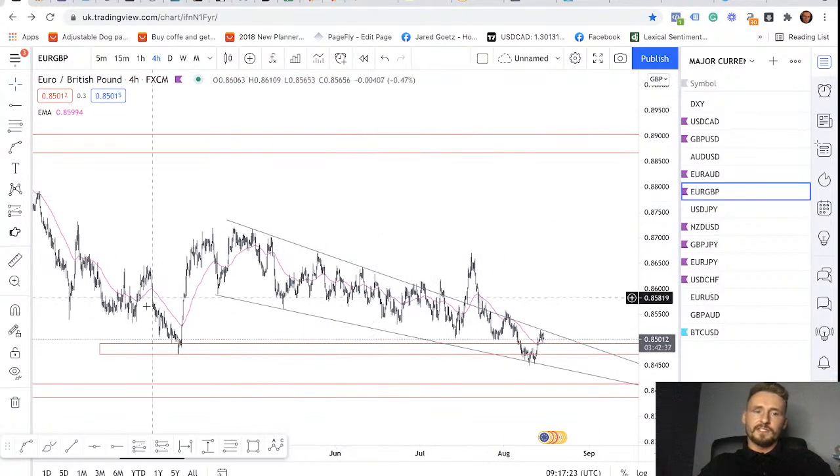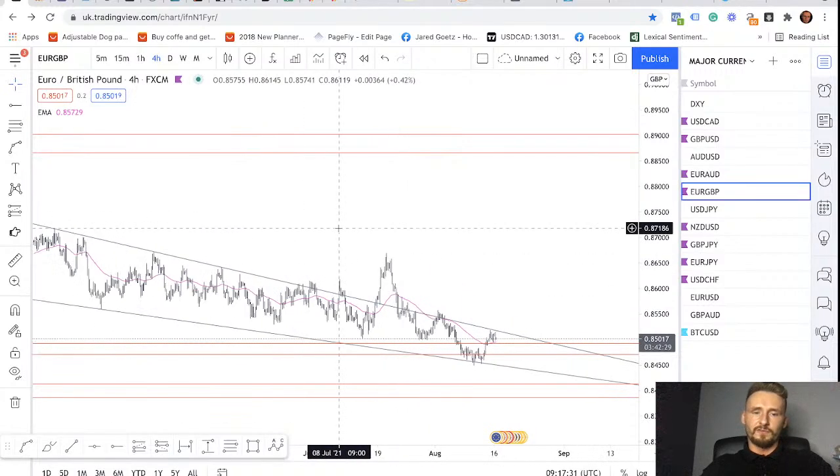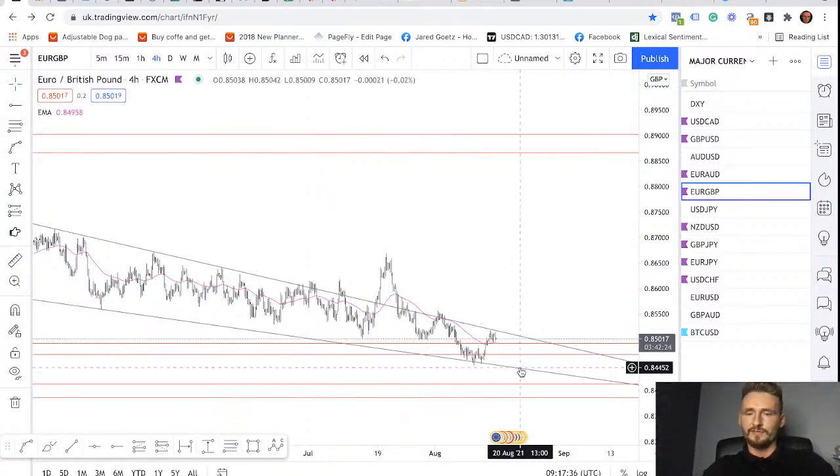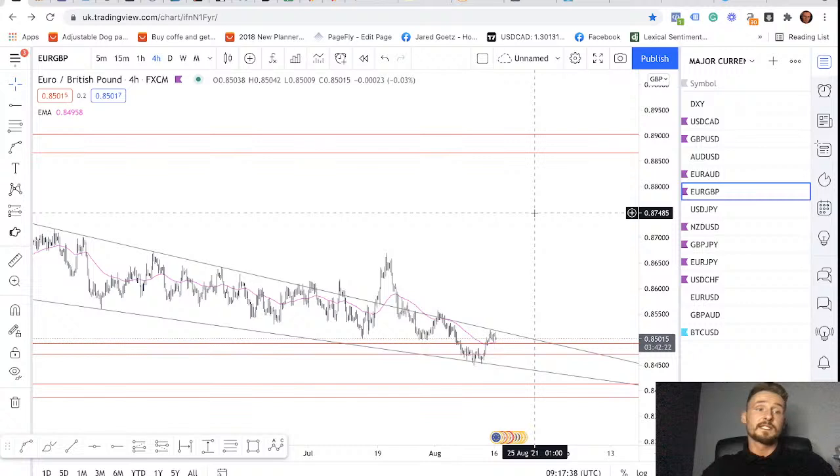Because you can see here, we've pushed up, we've not really moved away, and ever so slowly we have just really not done much. We have moved down in a bearish fashion, but we've not really done much. So I do think it's about time that the buyers step back in the market.